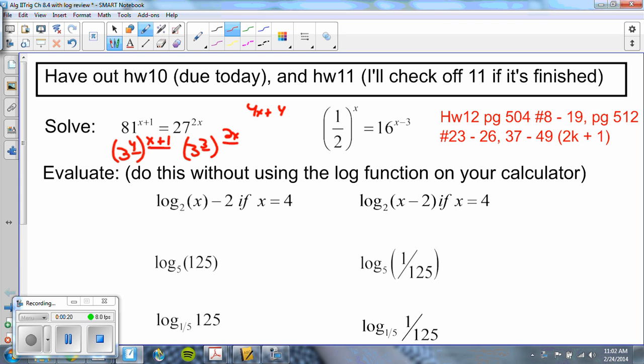And this is 6x. You multiply those, and I can drop the bases now. The 3's don't matter. Then I just solve. I subtract 4x from both sides, divide both sides by 2, and this gives x equals 2. That means that 81 to the 3rd is the same as 27 to the 4th, and you can plug it into your calculator and check if you want.